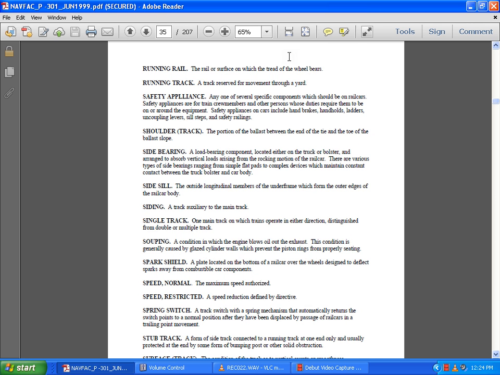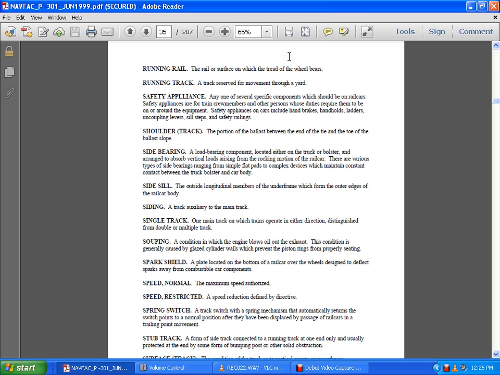Shoulders, the portion of the ballast between the end of the tie and the toe of the ballast slope. Side bearing, the load-bearing component located in the truck bolster that absorbs vertical and horizontal motion of the truck and the railway car, and various types of side bearings ranging from flat pads to complex devices maintaining constant contact with the truck or the car body. The side, outside members of the underframe and under edges of the railway car.